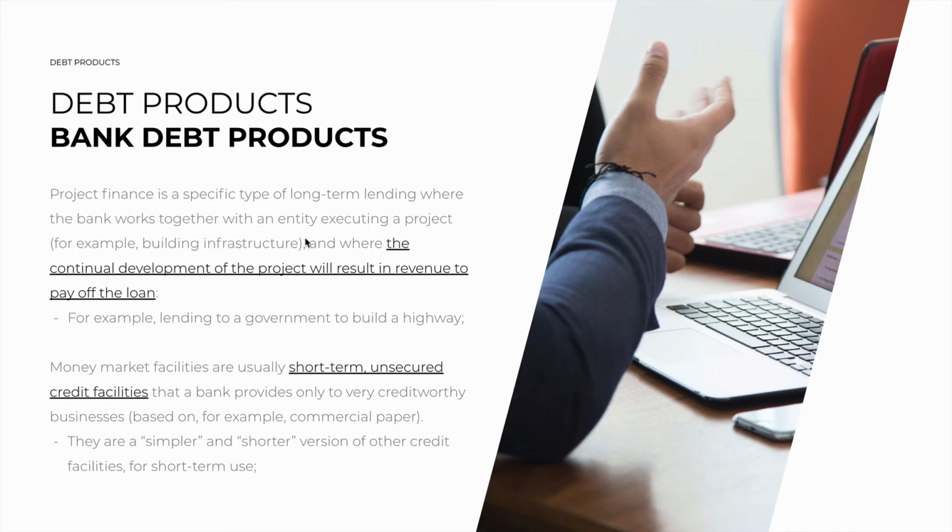And what happens is that the continual development of the project will result in revenue that pays off the loan over time. So the project pays for itself as it's being built. For example, lending to a government to build a highway. They need 100 million to build the first part. Then the toll money starts coming in and it starts to pay off the debt. And then they have more cash flow to finance the development of the project.